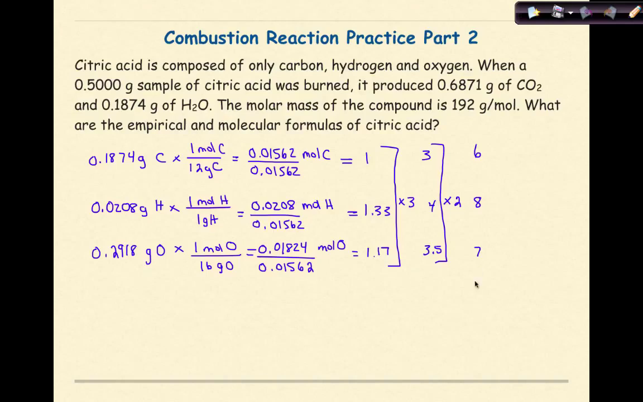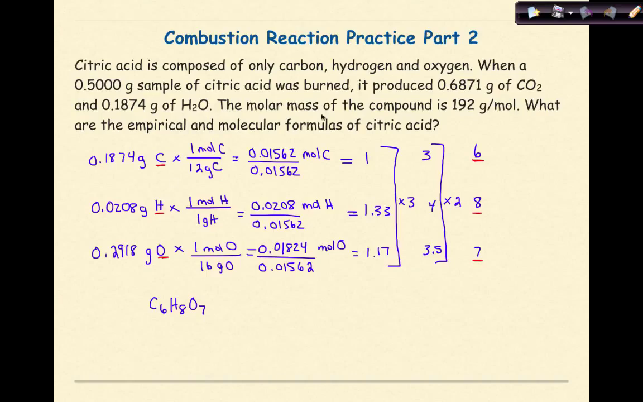So remember, these numbers represent the subscripts on my empirical formula. So my empirical formula here is going to be C6H8O7, because like I said in a previous example, this 6 here is going to be the subscript for carbon, this 8 here is going to be the subscript for hydrogen, and this 7 here is going to be the subscript for oxygen, and I'm just going to list them in that order.